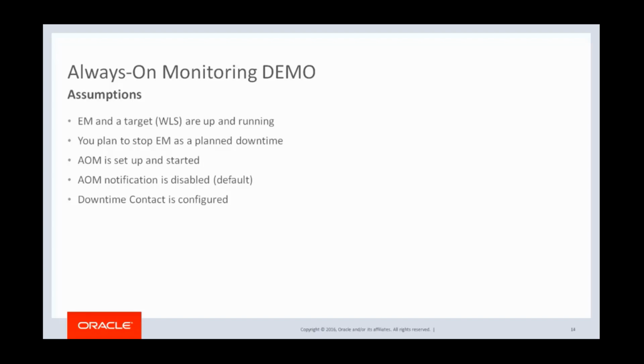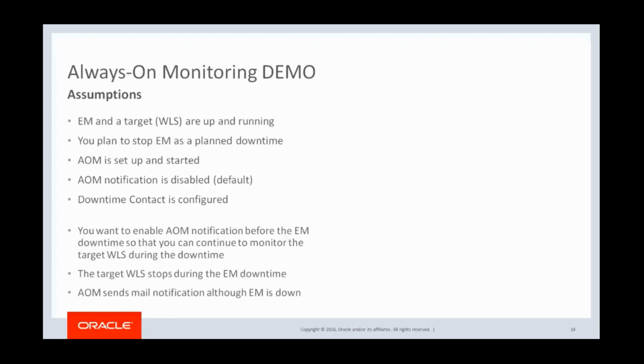And the target server we use in this demo is a WebLogic server. And you plan to stop Enterprise Manager as a part of your scheduled downtime. And you have already configured and started AOM, so it is up and running. But you have not started the AOM notification yet. So at this point, the notification is disabled, and that is a default setting. Also, you configure the Downtime Contact, which is a user who receives notification mail from AOM.